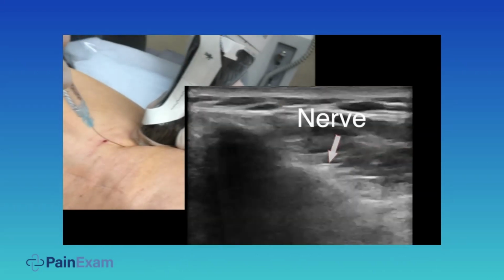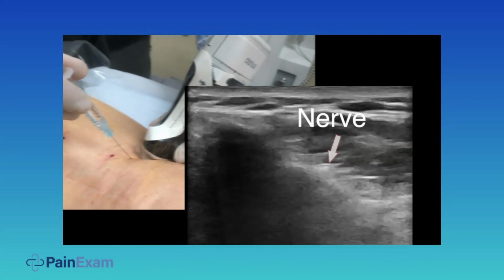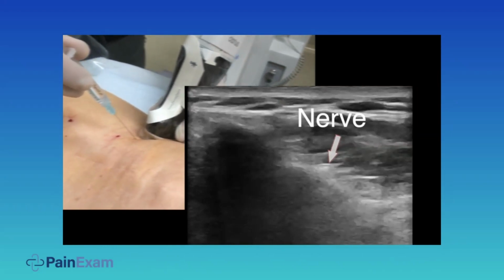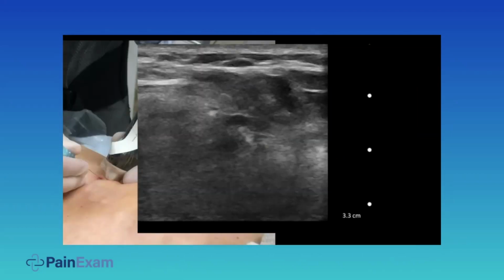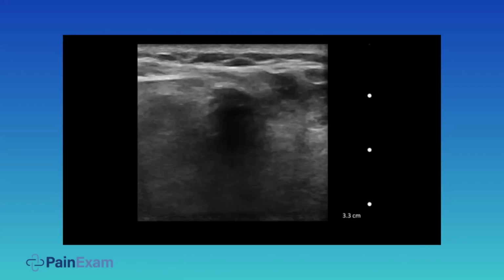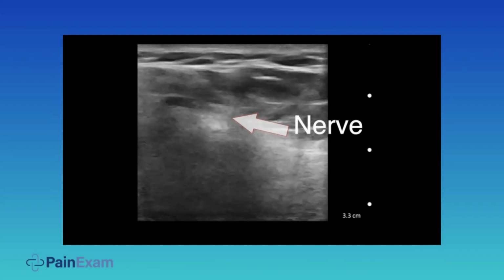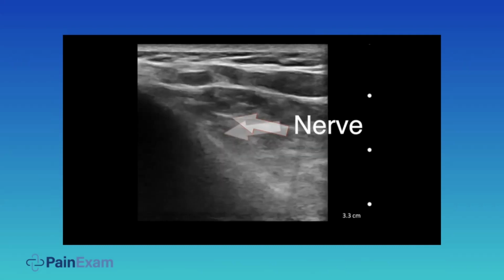Now I'm doing a cross-sectional view with a transverse approach. The nerve is quite small and difficult to identify, and the best way to identify a positive nerve block is to have the patient report a response with only 1 or 2 mLs of lidocaine 2%. This patient did very well and is going to go on to peripheral neuromodulation.